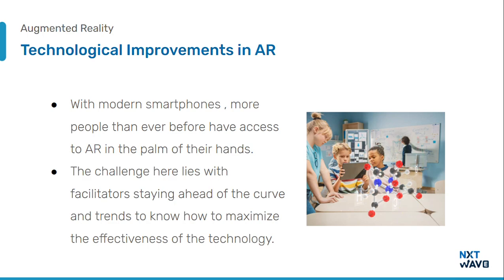Now let us understand how augmented reality technological improvements can be done. In today's world, with the help of modern smartphones, almost all people can access augmented reality in the palm of their hands. The major problem associated with augmented reality implementation is the lack of information and lack of detailed procedure for people to use the technology in a more efficient way. If we are able to provide the procedures and the process of implementing augmented reality, it can be implemented in a whole different and efficient way.